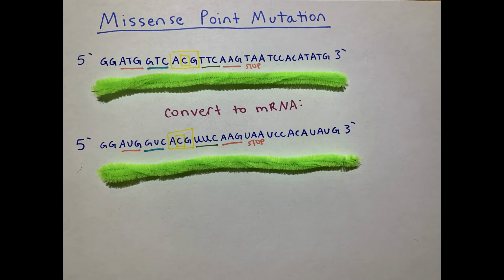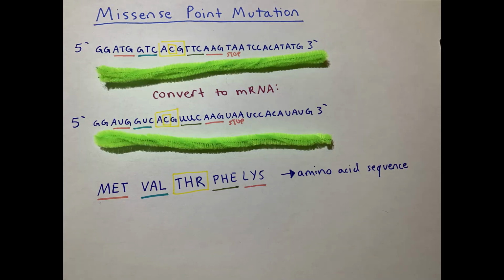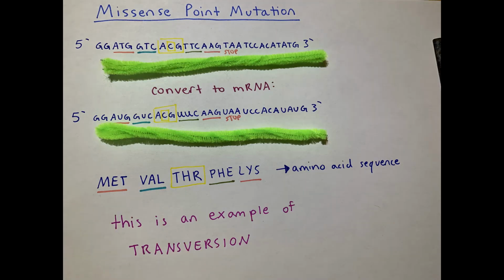Once we code this mRNA sequence, we can see that ARG is changed to THR due to the mutation of the guanine, or G, to cytosine, or C. This is a transversion since guanine, a purine, is changed to cytosine, a pyrimidine, in the green DNA strand.